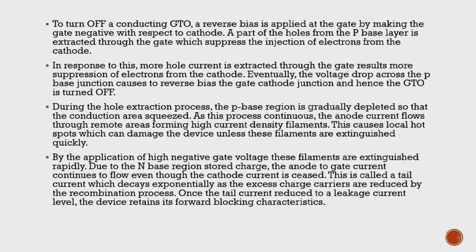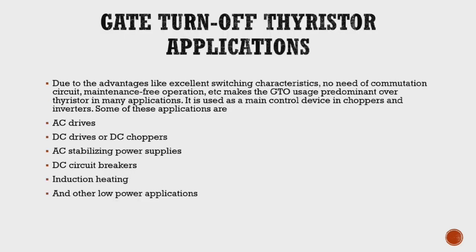By the application of high negative gate voltage, these filaments are extinguished rapidly. Due to the N-base region stored charge, the anode to gate current continues to flow even though the cathode current is decreased. This is called a tail current, which decays exponentially as the excess charge or carriers are reduced by the recombination process. Once the tail current reduces to the leakage current level, the device retains its forward blocking characteristic.